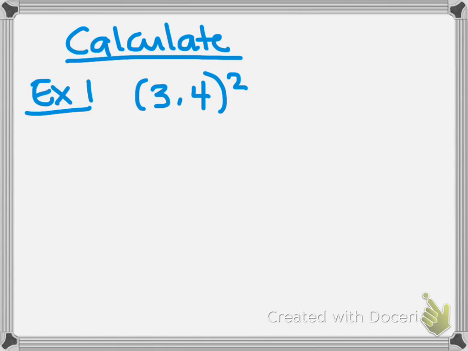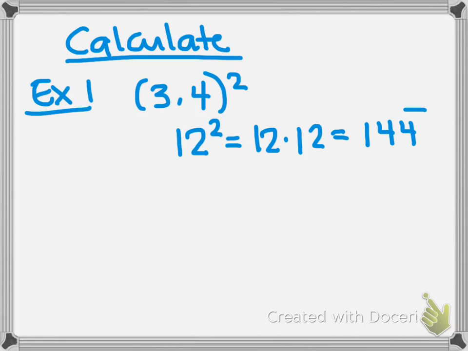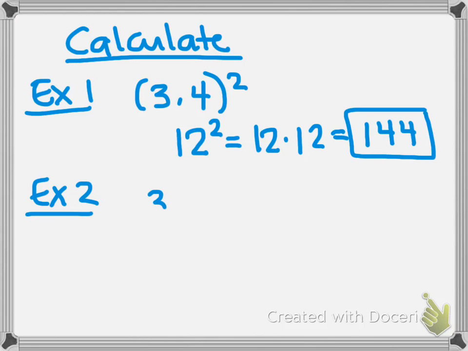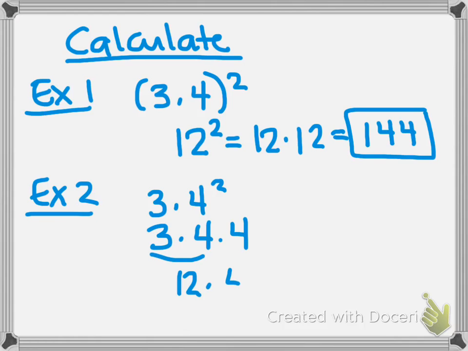Okay, on the part of your classwork, it's going to be calculate, which is to find what the answer is. Example 1 is parentheses 3 times 4, close parentheses squared. So you do what's inside the parentheses first. That's 12 squared, which is 12 times 12. And the answer for 12 times 12 is 144. Okay, example 2 is 3 times 4 squared. There are no parentheses, so we can do 3 times 4 times 4. 3 times 4 is 12, times 4 is 48.